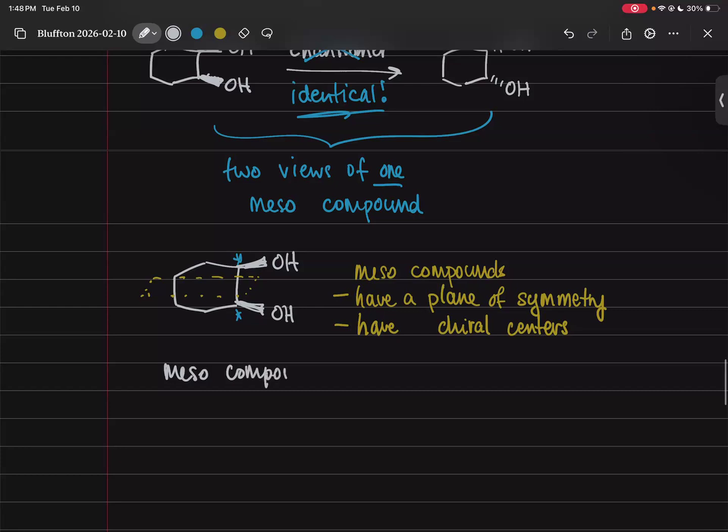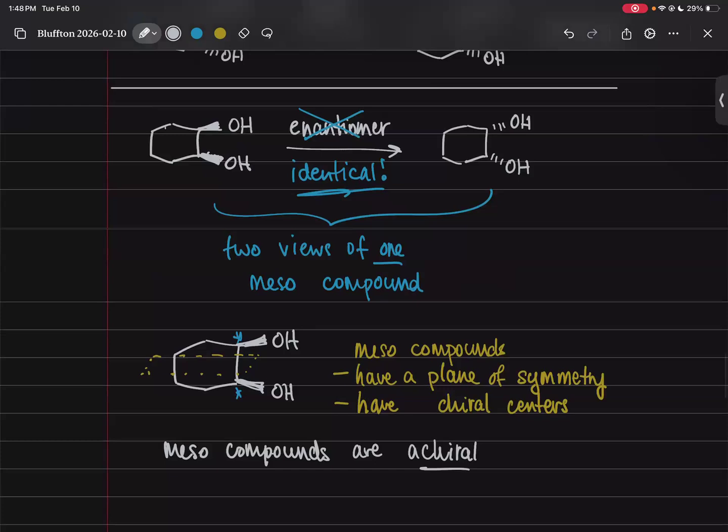But the compounds themselves, the whole molecule, is not chiral. So they're achiral. Okay, so I'm not going to ask you to assign stereochemistry of meso compounds and try to get you to draw the enantiomers like this or something.